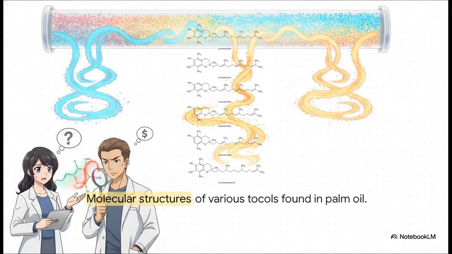Finding that molecular needle isn't just some fun academic exercise. It quite literally dictates modern medicine, biochemical research, and even international trade. Because visually, these molecules are so deceptive. If you compare the molecular structures of various tocopherols found in palm oil, like alpha-tocopherol versus gamma-tocotrienol, structurally they are almost identical. It's a massive analytical headache.